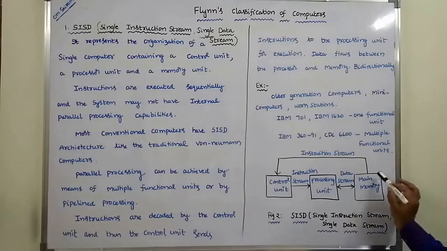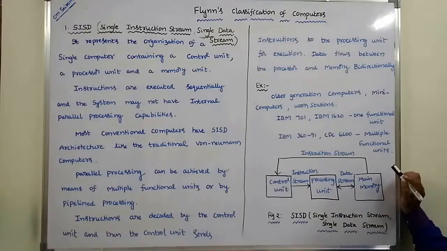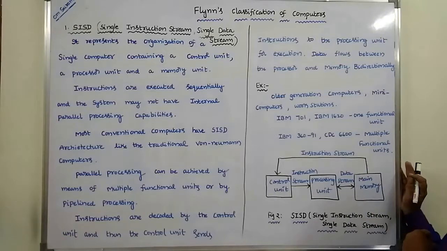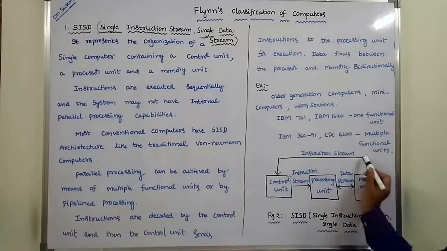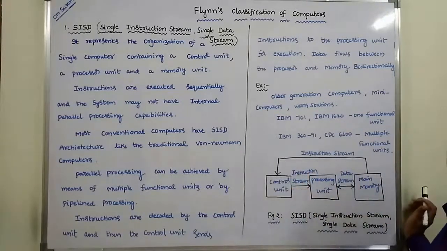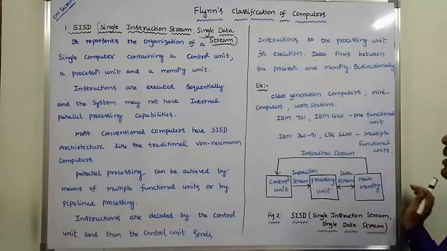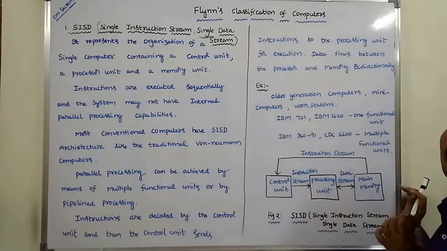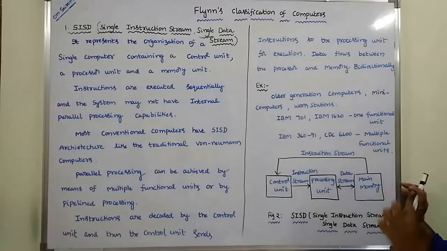Now, the instructions are stored in the main memory. These instructions are executed sequentially, one after the other. For that purpose, the control unit reads the instructions from the main memory for decoding. At that time, the sequence of instructions sent to the control unit is an instruction stream. Now the control unit sends that instruction to the processing unit to process the instruction. The processing unit is nothing but the ALU.